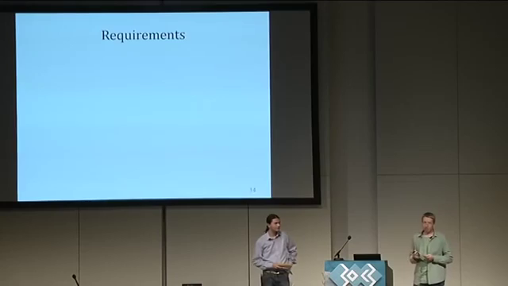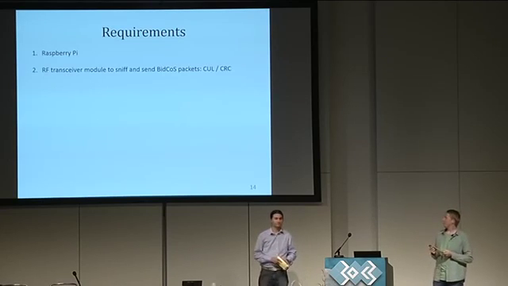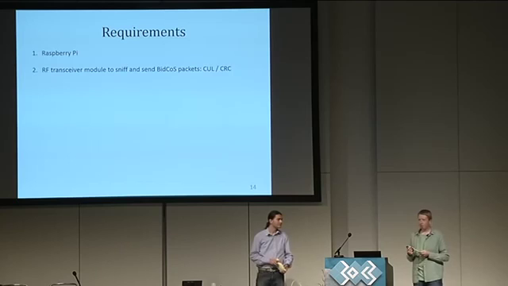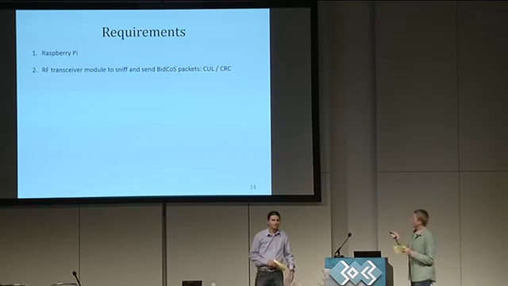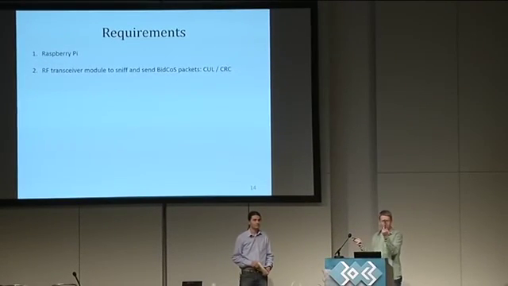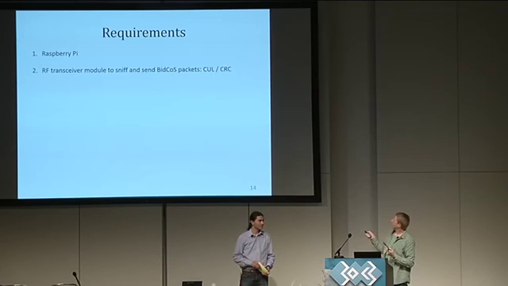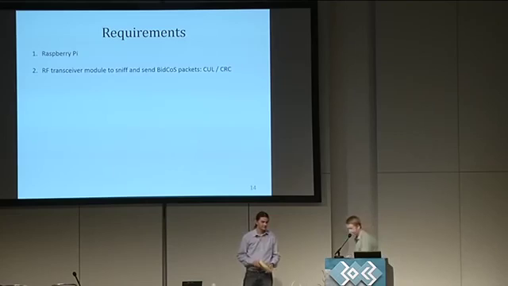What are the requirements for the attack? It's actually not a lot. We are using a Raspberry Pi. Then we need some kind of wireless transceiver module for the Raspberry Pi in order to be able to send and receive Bitcoin packets. You could use the so-called CUL, which you can buy at buzzware.de. But we are using a self-made device we named CRC.